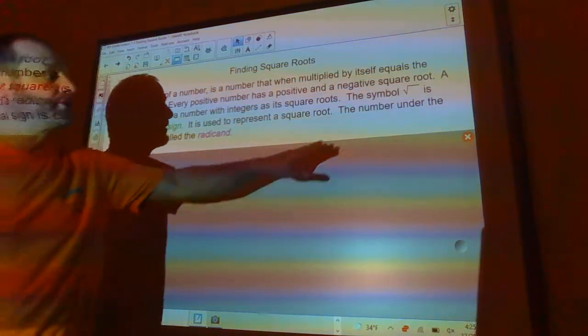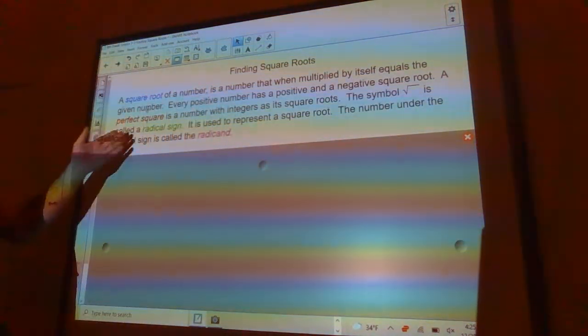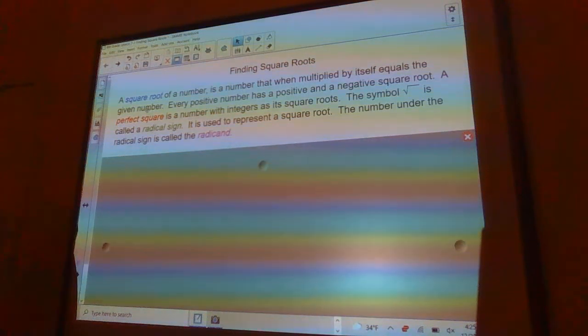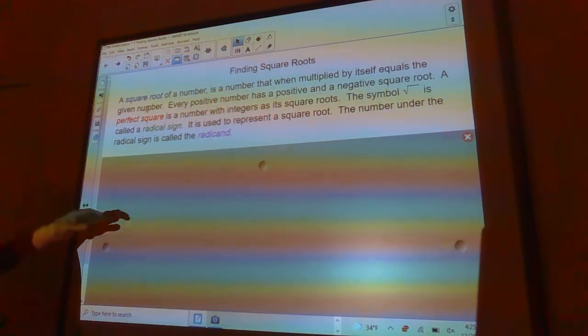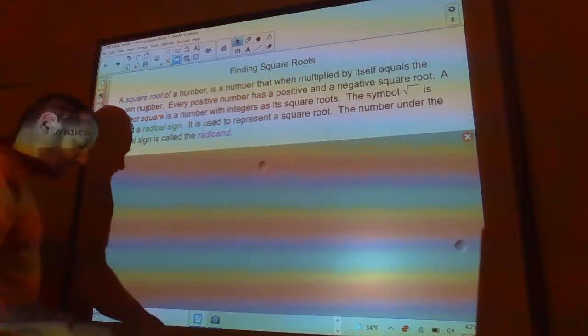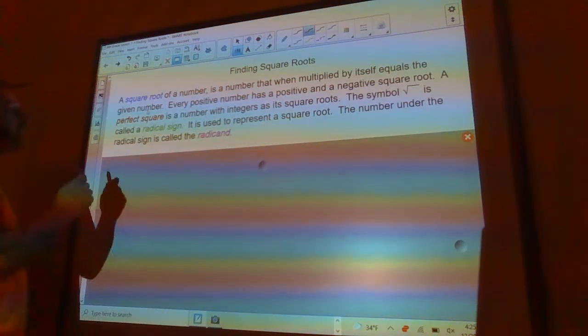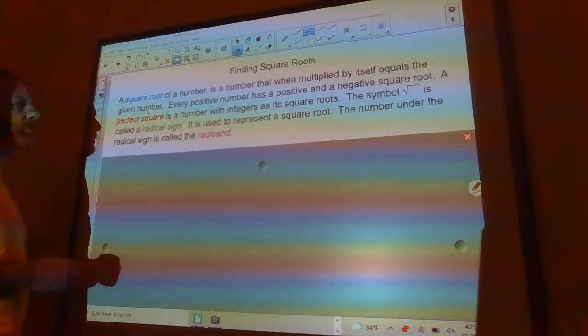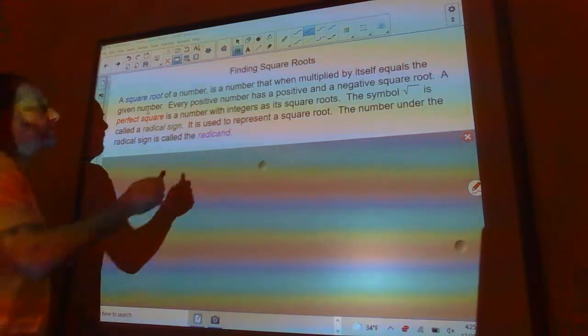And this is the symbol for square root. It's called a radical sign and it's used to represent a square root. The number under the radical sign is called the radicand. So let's go back and look at what this means. The square root of a number is a number that when multiplied by itself equals the given number.